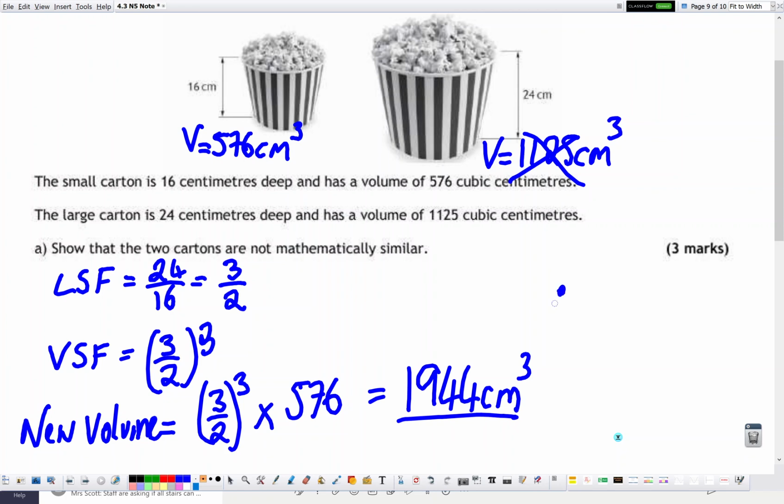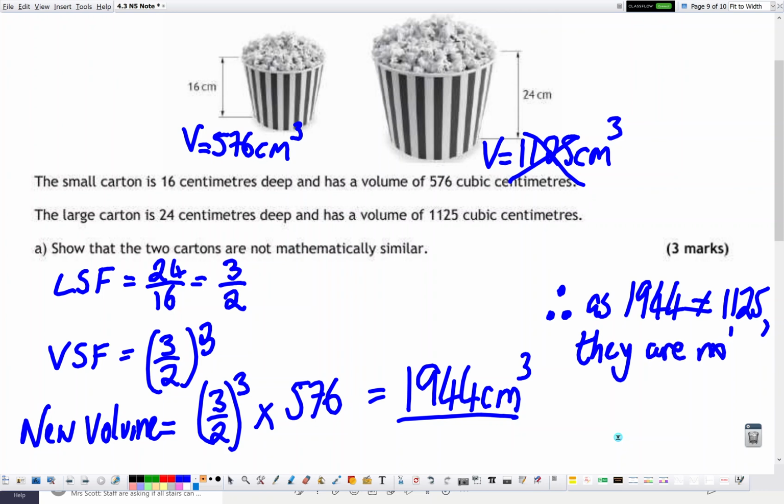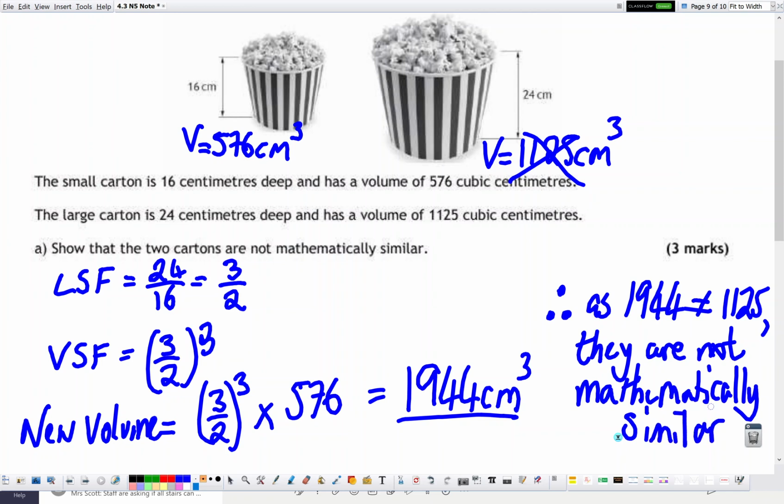So your statement would be, therefore, as 1944 does not equal 1125, they are not mathematically similar. Think back to your converse of Pythagoras. And that is you proved it. So in this case you do have to write some sort of statement: they're not mathematically similar. Okay, so that was okay so far.